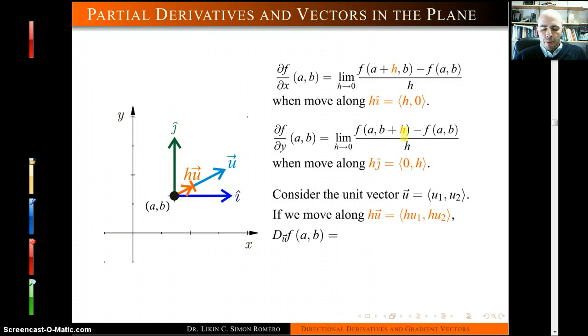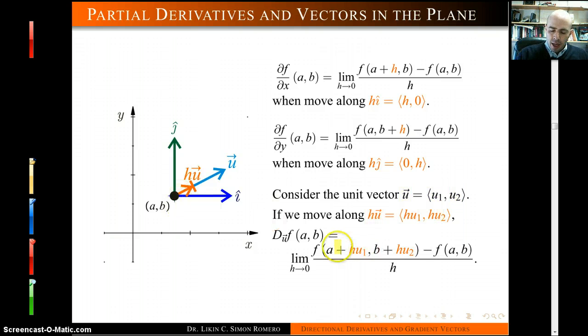Now consider a unit vector u and move h units in the direction of u. In this case, if u has components u1 and u2, you are moving by the vector hu that has components hu1 and hu2. The most natural thing to do is take the limit when you are adding hu1 to a and hu2 to b. Notice that that will give you the difference between the original point and the point after we move h in the direction of u.